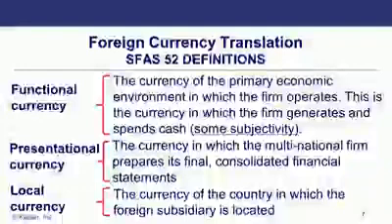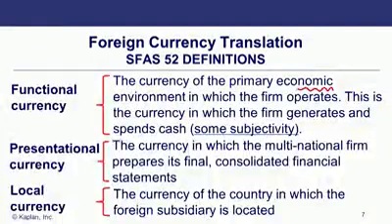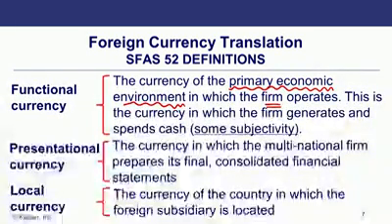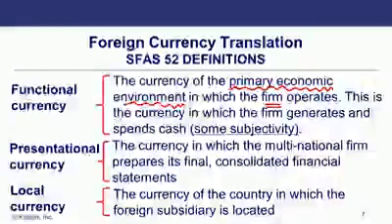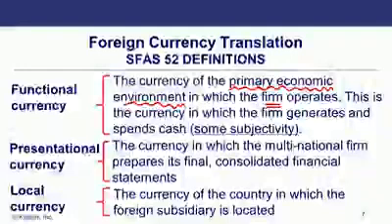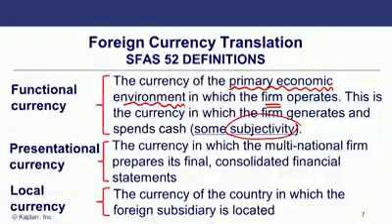Now, functional currency is going to be slightly trickier for us. Again, the phrase we need to note here is the currency of the primary economic environment in which the firm operates. When we say firm here, we're talking about the subsidiary. So it's the primary currency, primary economic environment in which the firm operates. Have we got any rules to identify what is this primary currency? Well, it typically is the currency in which your subsidiary generates and spends cash. Now, again, note some subjectivity here.